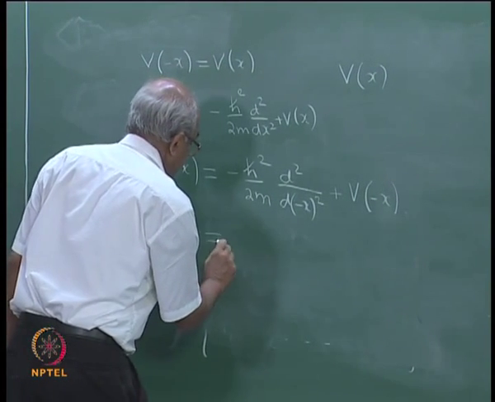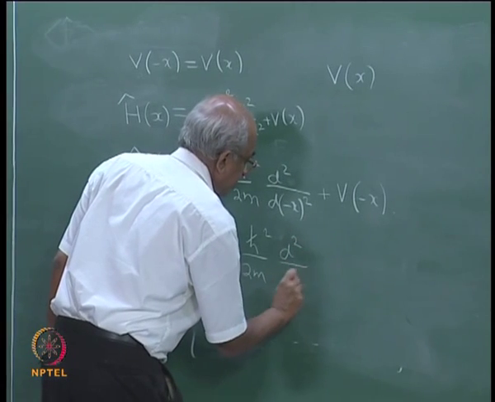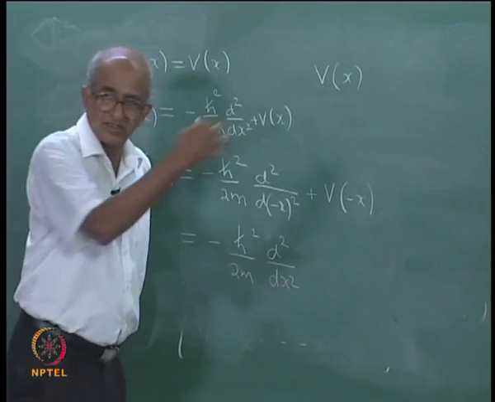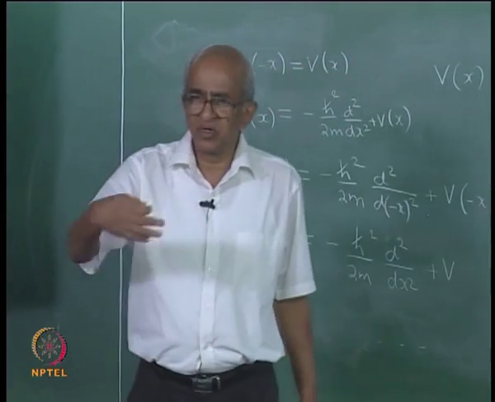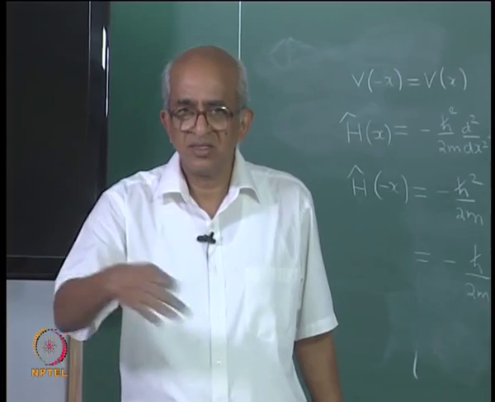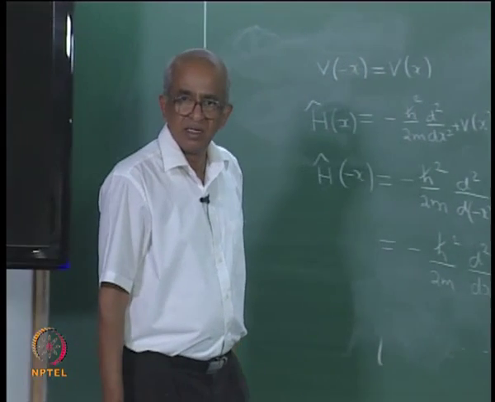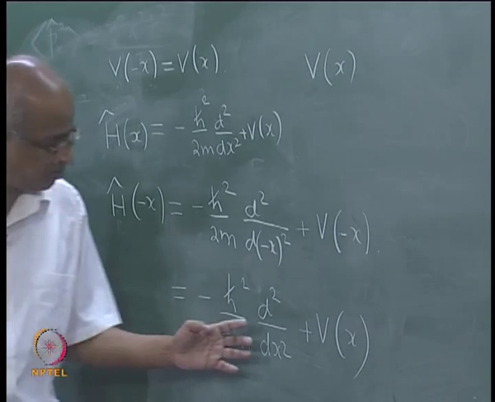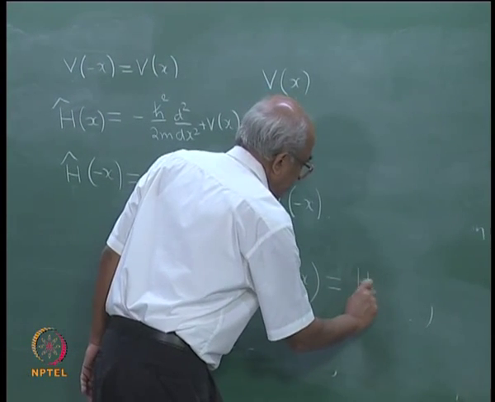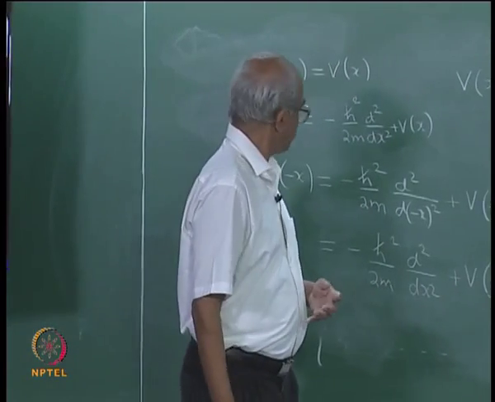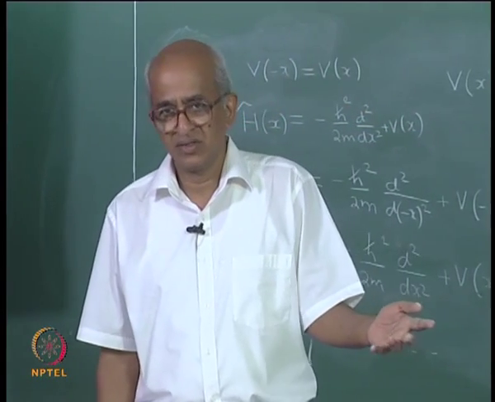And if you look at this, what is happening is that this is going to be minus h cross square divided by 2m d square by dx square, because if you think of d minus x square, it is going to be just dx square, plus v of minus x. But v of minus x, I am assuming that the potential is symmetric. So, that v of minus x is v of x itself. Therefore, this is just v of x. And what is the whole point? Well, the whole point is that this is nothing but my h of x. So, what does this mean? This means that my Hamiltonian operator does not change if I replace x with minus x, that is what it means.